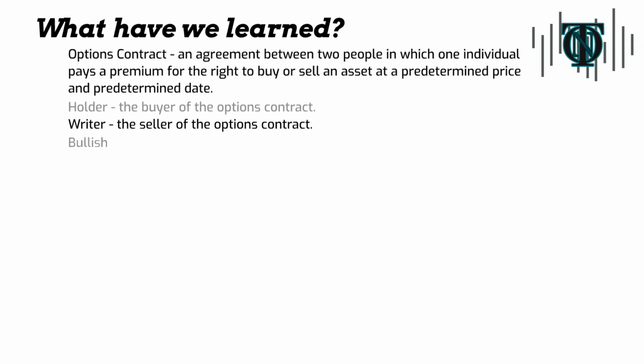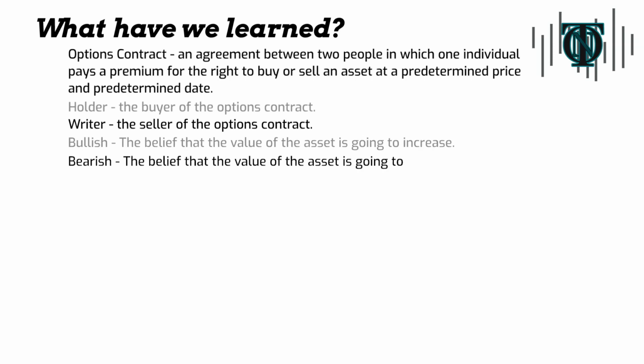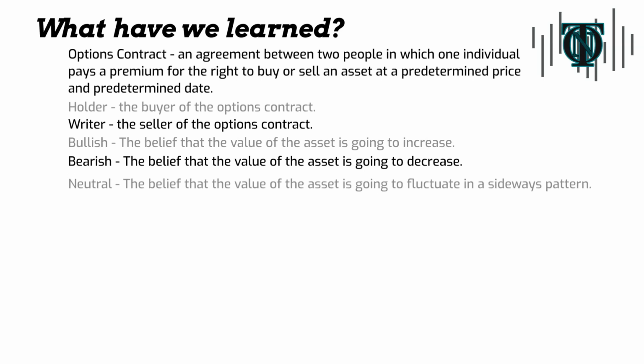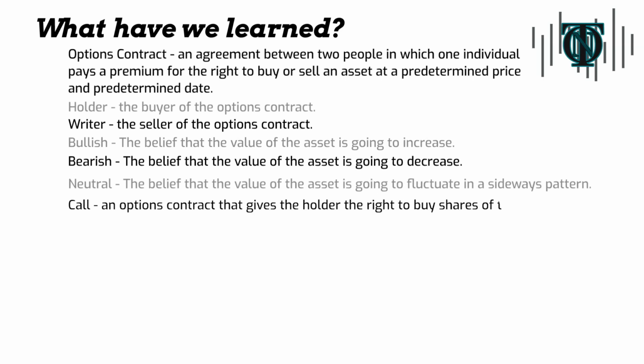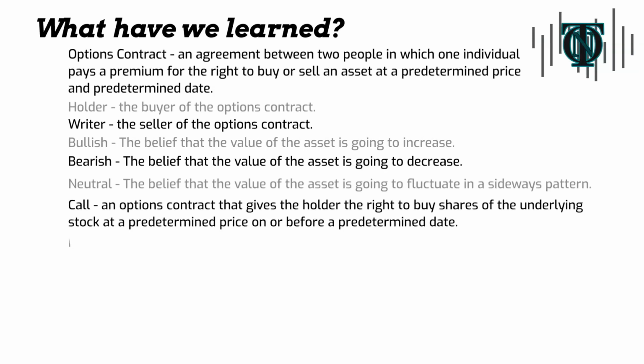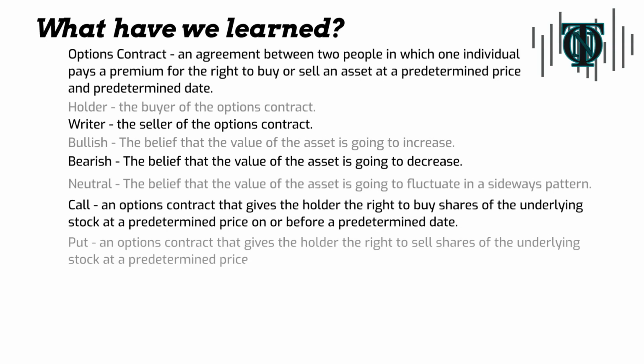To be bullish means you have the belief that the value of the asset is going to increase, while being bearish means you have the belief that the value of the asset is going to decrease. To be neutral means you believe that the value of the asset will move more sideways. A call is an options contract that gives the holder the right to buy shares of the underlying stock at a predetermined price on or before a predetermined date, while a put is an options contract that gives the holder the right to sell shares of the underlying stock at a predetermined price on or before a predetermined date.